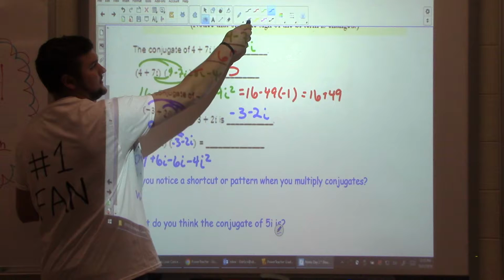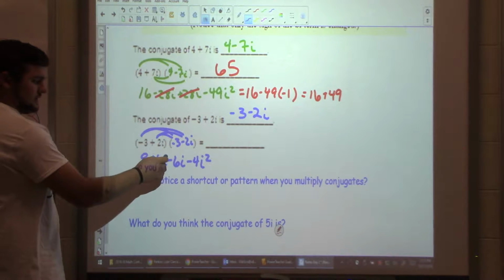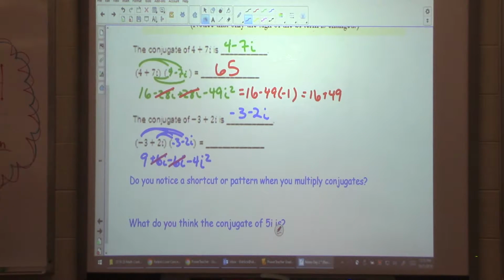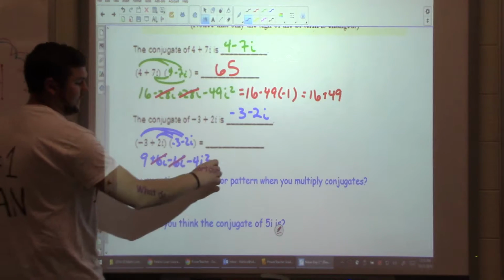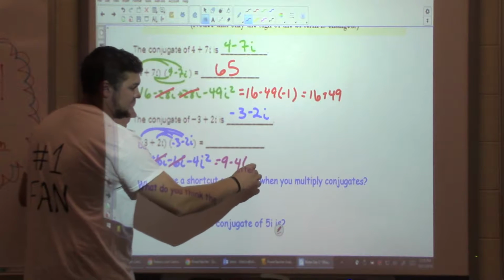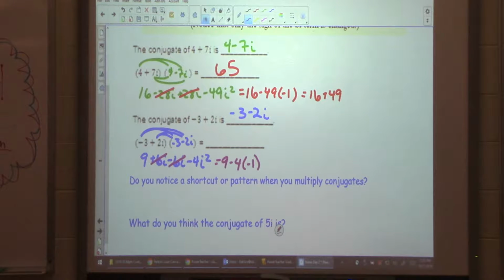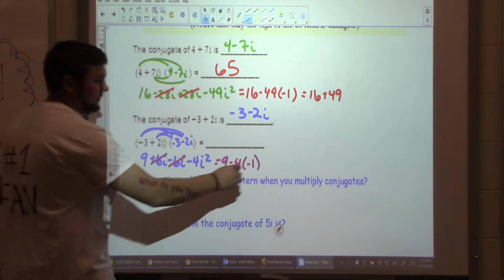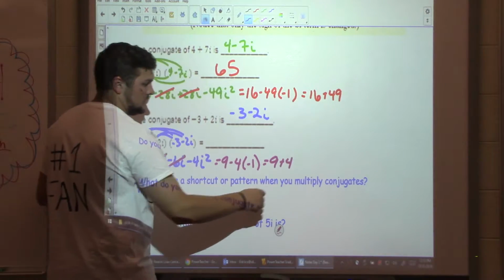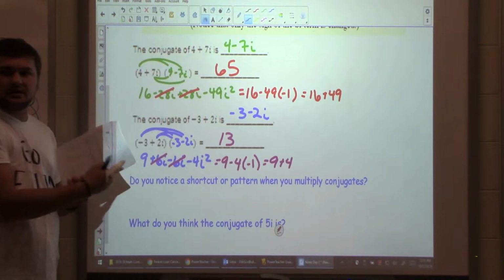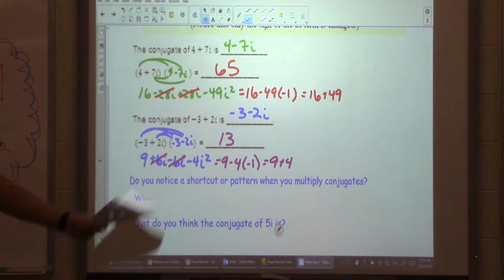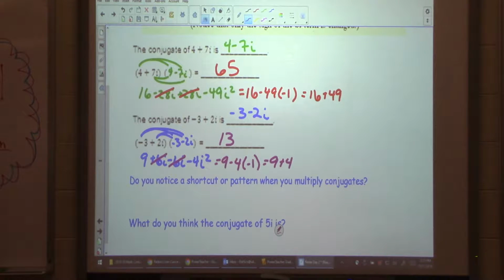Once again, what do you notice happens? i's cancel in the middle. 6i minus 6i is 0. Well, then I get 9 minus 4 times negative 1. So remember, we replace i squared with negative 1 whenever we can. So I get 9 plus 4, which is 13. Weird. Again, I don't have any i's after I multiplied them. Do you think that will always hold true? Yes, that is one of the most important things about these conjugates, guys.